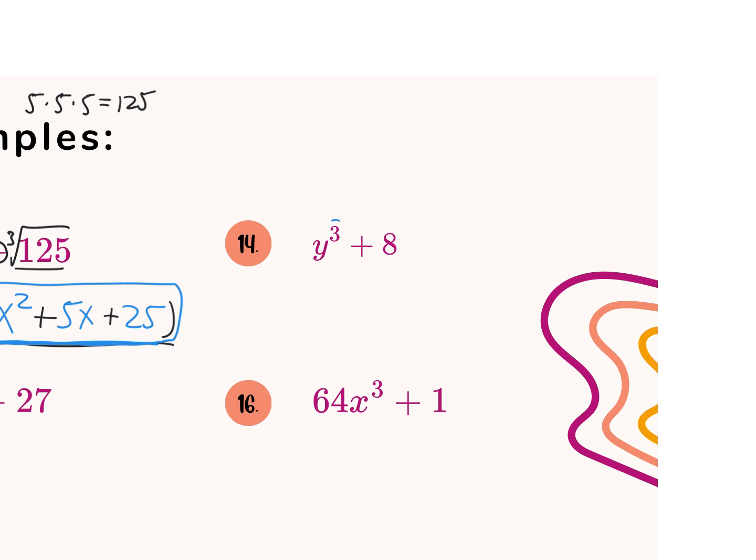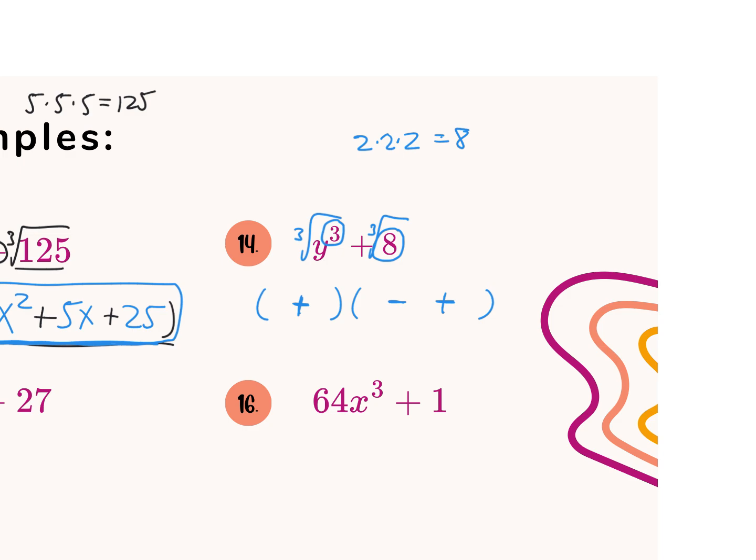Y to the third is a perfect cube. It does have an exponent of 3. And 8 is also a perfect cube, right? That's the same as 2 times 2 times 2, which gets you 8. So I can cube root the first, cube root the second. I don't care that the sign is a plus in the middle. This one can be a sum or a difference. So it's going to be same in the binomial, and in the trinomial, opposite, always plus. All right, so same, opposite, always plus.